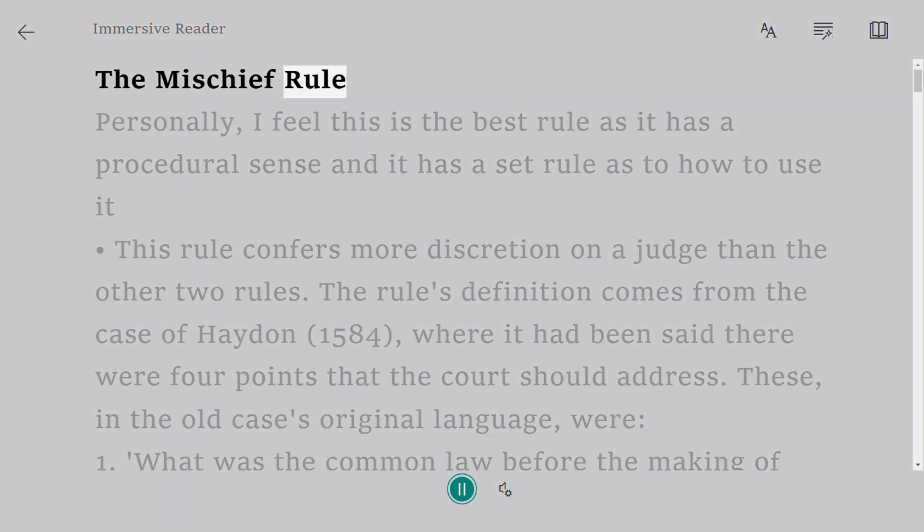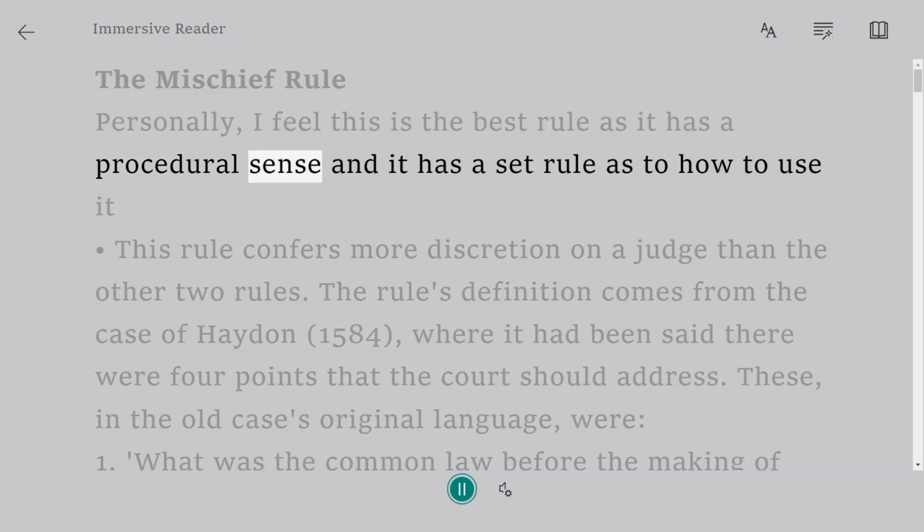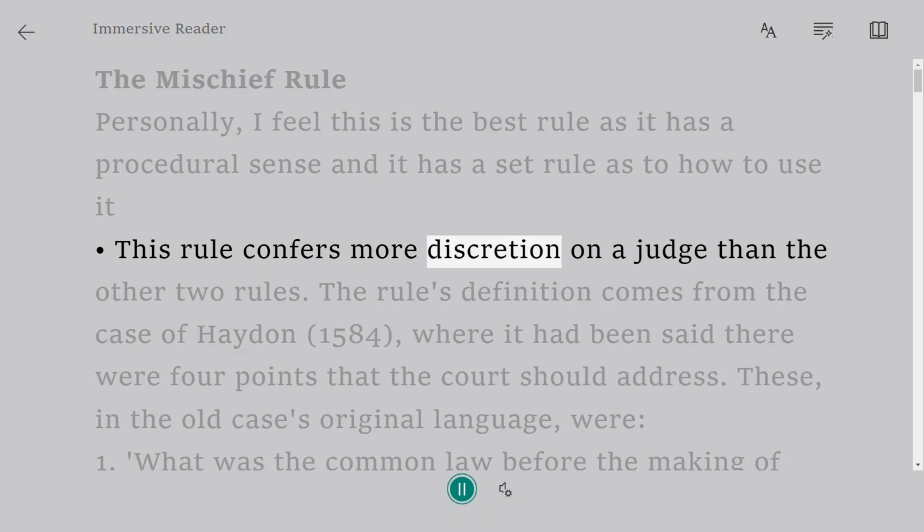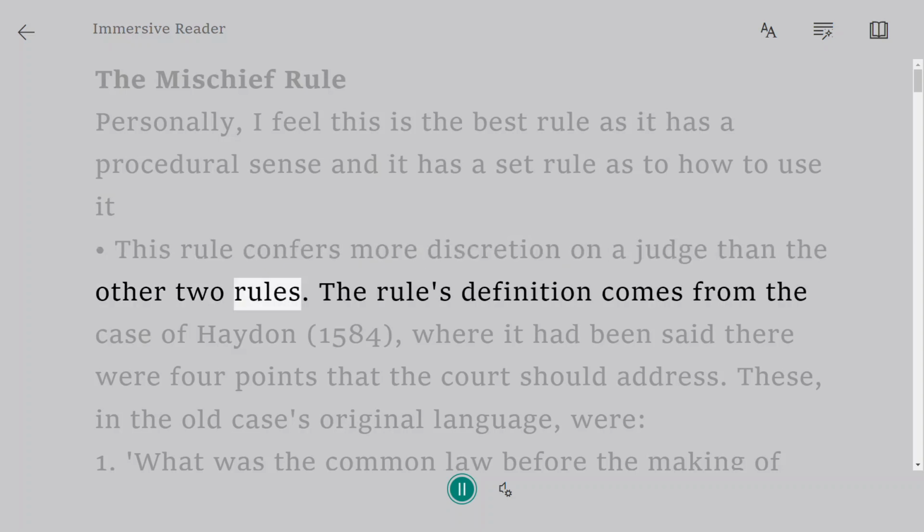The Mischief Rule. Personally, I feel this is the best rule as it has a procedural sense and it has a set rule as to how to use it. This rule confers more discretion on a judge than the other two rules.